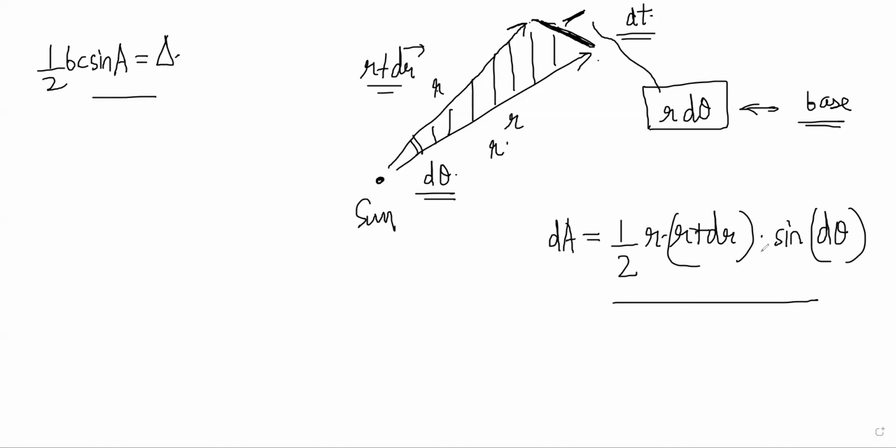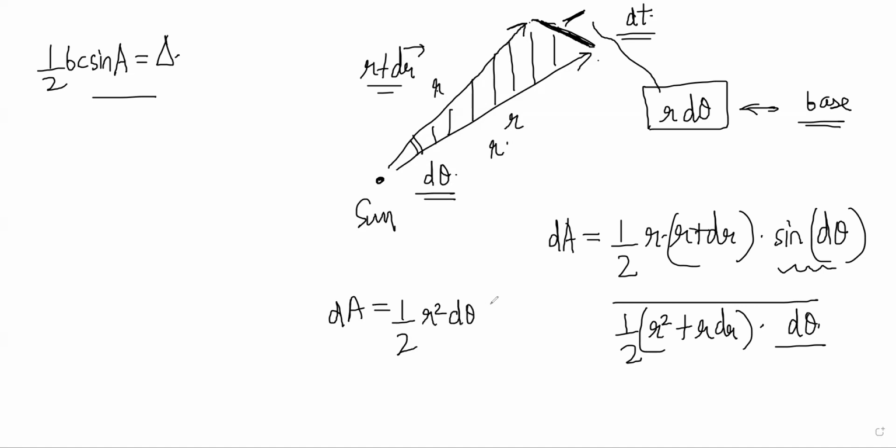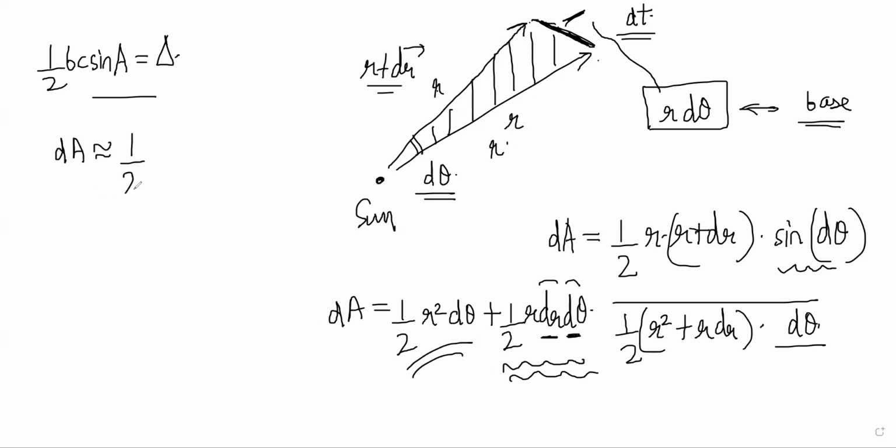So if you think about this, this is a small angle, so we can write it as d theta only. Sine d theta is similar to d theta, and we can get this as half r square plus r dr into d theta. So dA is coming out as half r square d theta plus half r dr d theta, right? This has two small quantities multiplied, so we can ignore it. Here only one small quantity. So we are getting dA is roughly the same as half r square d theta. This is the area that was swept in time dt.